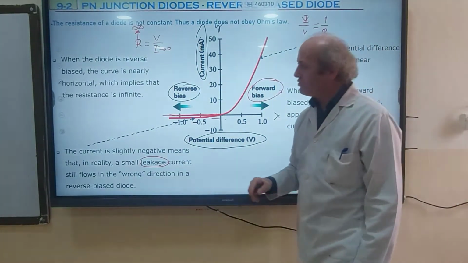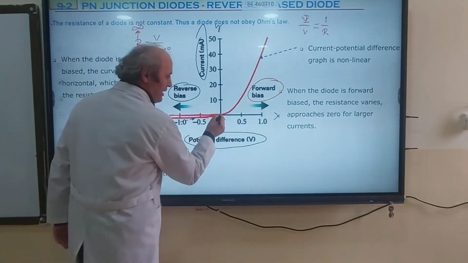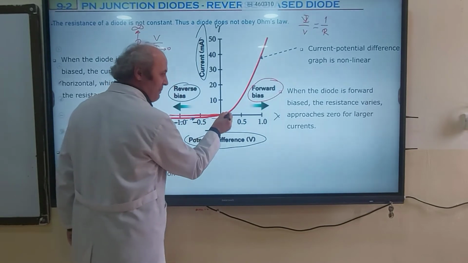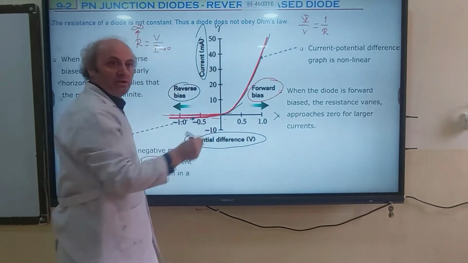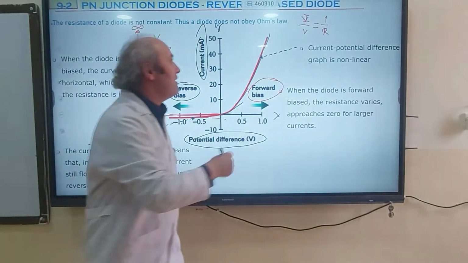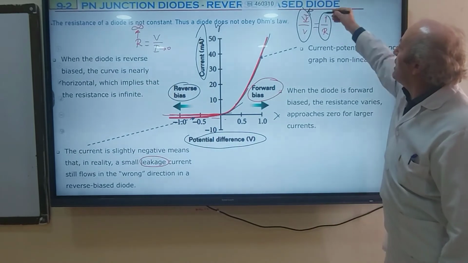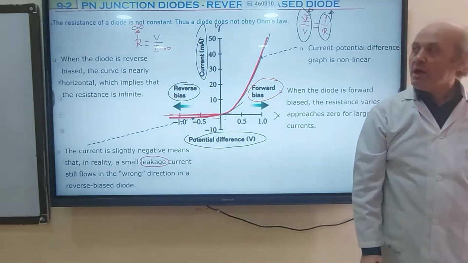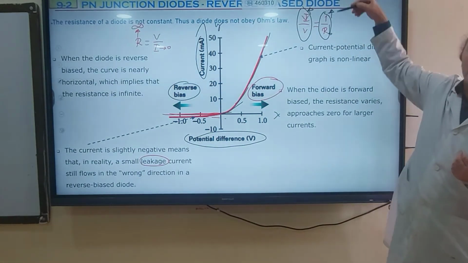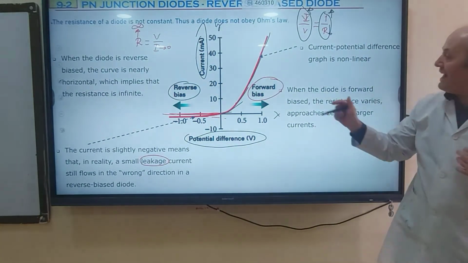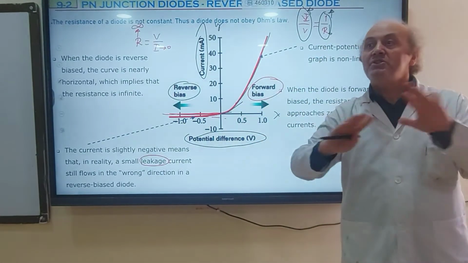Now check how the slope changes as electric current increases. What happens to the slope? The slope increases. As electric current increases, the slope increases, so I over V increases. What does it mean? 1 over R also increases. But what about R itself? It decreases, because if R decreases, 1 over R increases. So as electric current increases, the resistance of the diode decreases.